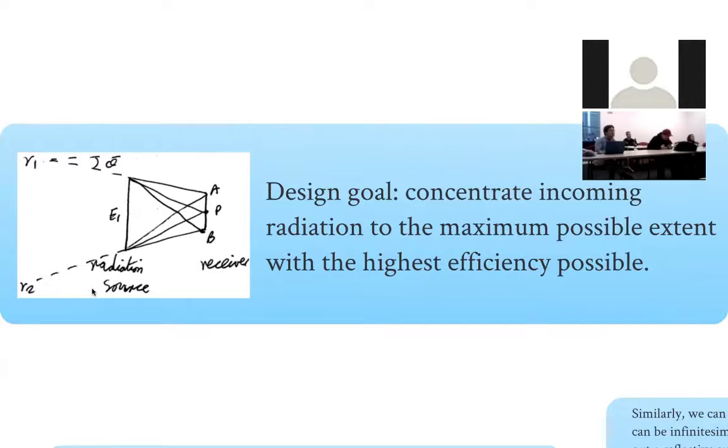The radiation source, let's say, is the sun, it's huge. The receiver, let's say, is our solar cell, it's small. You want to ensure that all the rays of light coming from the source end up at the receiver. That's the key idea. How do we do this?